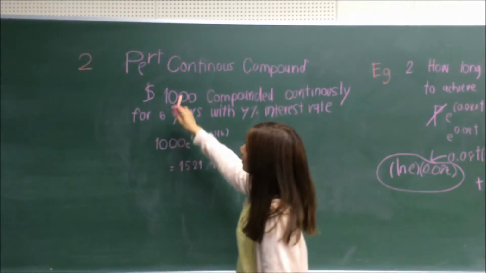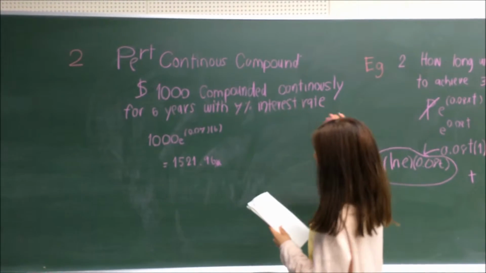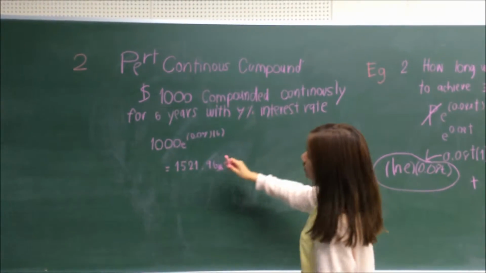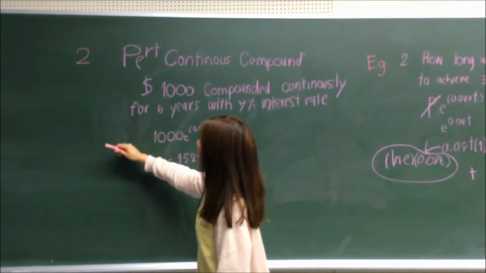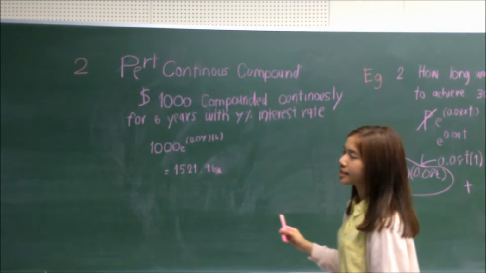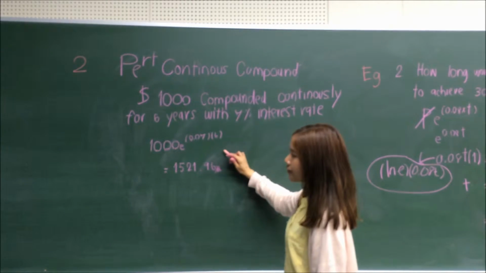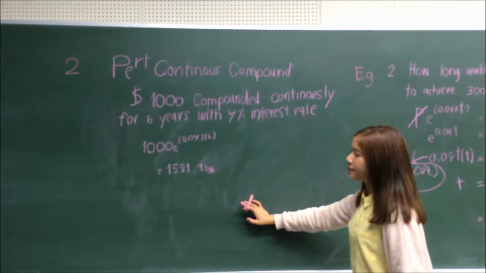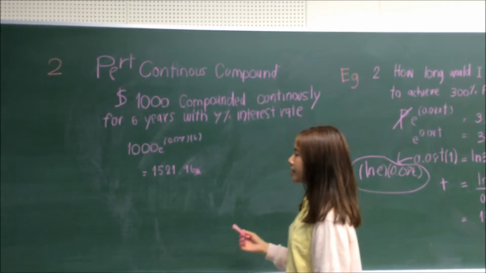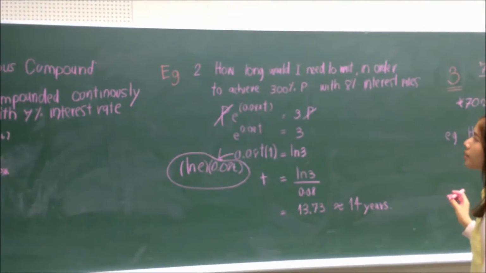Here is the formula for continuous compounding. What is continuous compounding? It is earning interest on top of interest. In this example, we have $1,000 compounded continuously for 6 years at a 7% interest rate. Using this formula, after calculating, we will get 1,521.96. And let's move on to the second example.